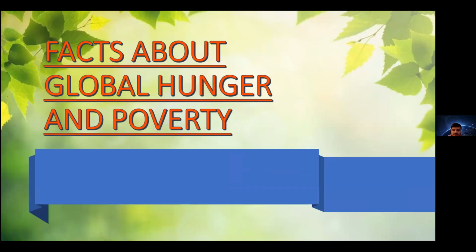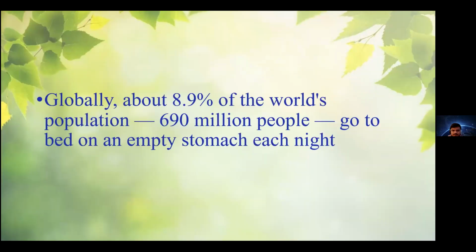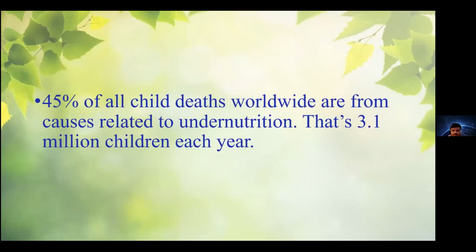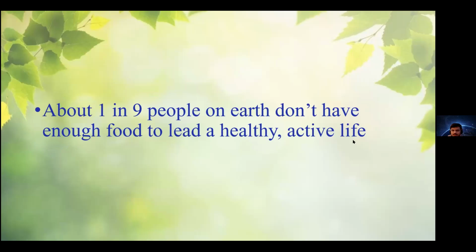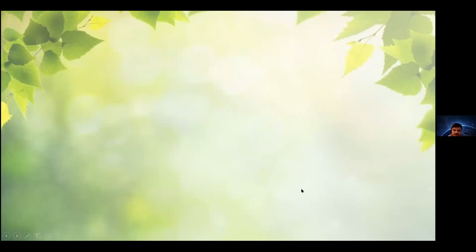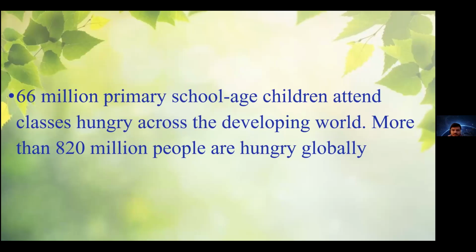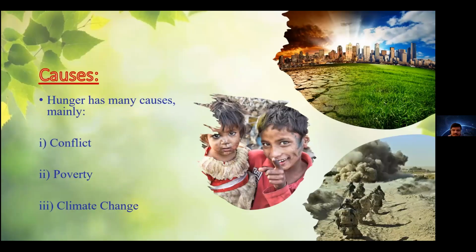We also have several facts about global hunger. About 1 in 9 people on Earth don't have enough food to lead a healthy and active life. 66 million primary school age children attend classes hungry across the developing world, and more than 820 million people are hungry globally. These facts, along with the previous facts, will be clearly explained during the assembly. Then there are mainly 3 causes for global hunger. They are conflict, poverty, and climate change. Now let us watch 2 short videos on the after effects of global hunger.